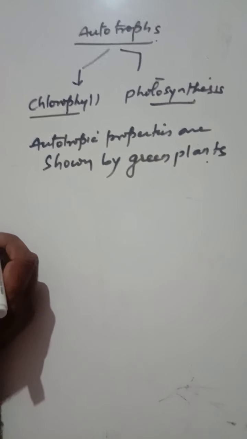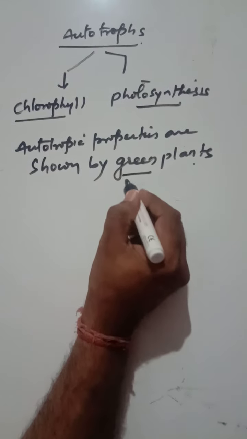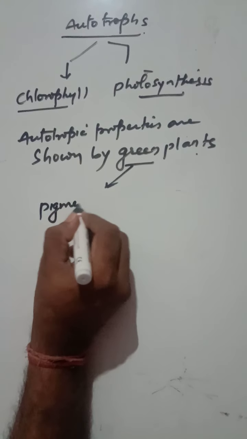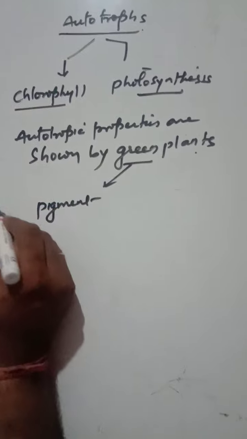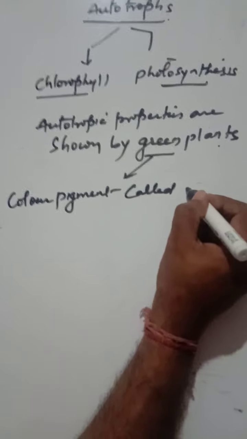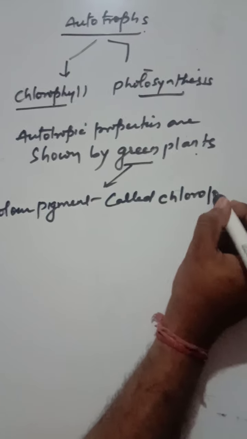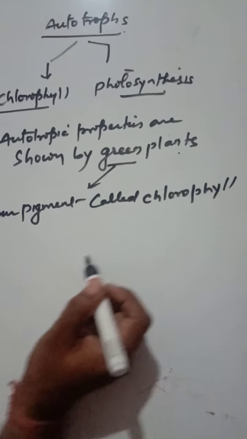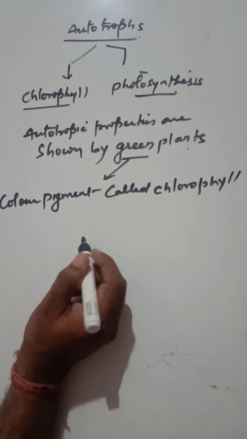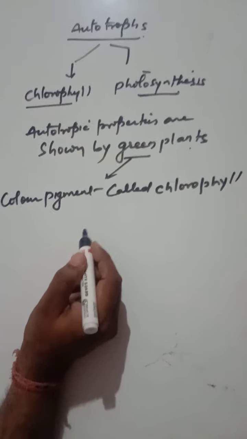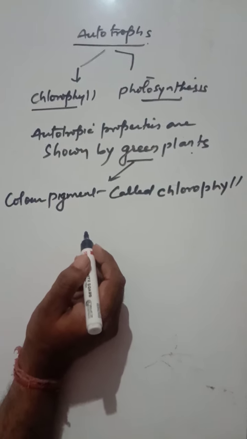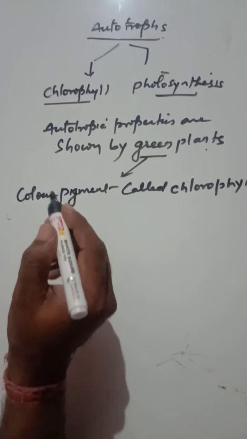Then what are green plants? Why are they green? Green nature is due to the presence of a color pigment called chlorophyll, which helps to make the food by absorbing energy from the sunlight. So a definition should be there to have a clear concept of chlorophyll.